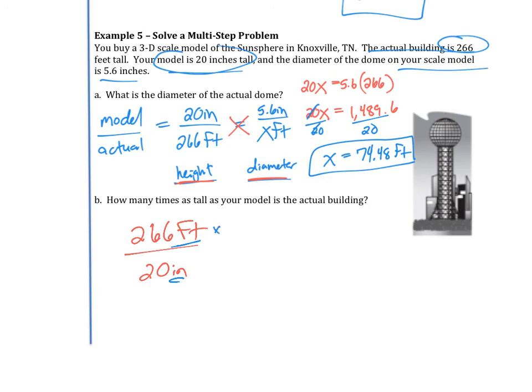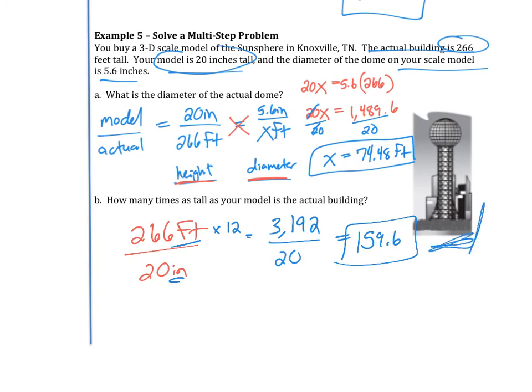So first, let's change the feet to inches by multiplying by 12. And we get 3,192 over 20. So 3,192 divided by 20 is 159.6. So the actual building is about 160 times bigger than the model. So like picture you have this little model on your table at home. If you took that model times 159.6, that's how big the actual building is.